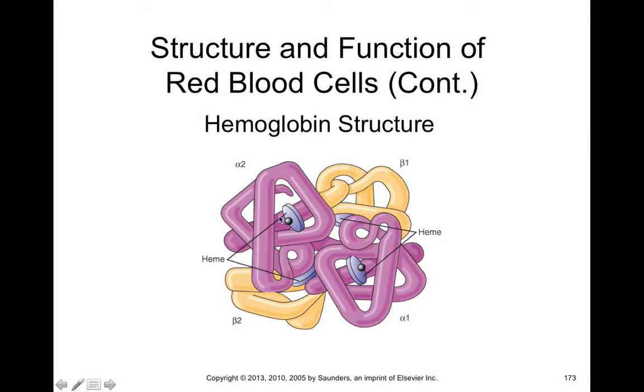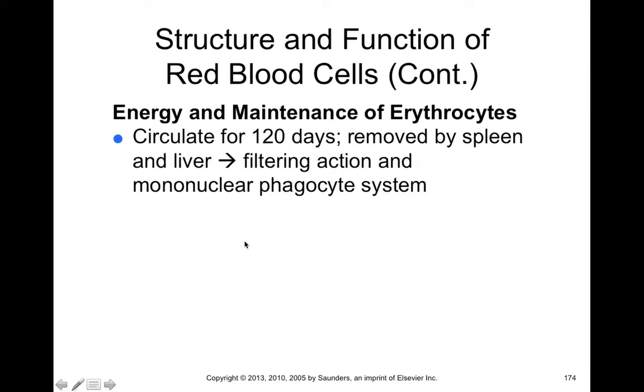Now the heme group has a central iron atom, and it's the iron in heme that's actually binding to gases like oxygen, carbon dioxide, and carbon monoxide. So this heme is essential to play a role in the transportation of gases.